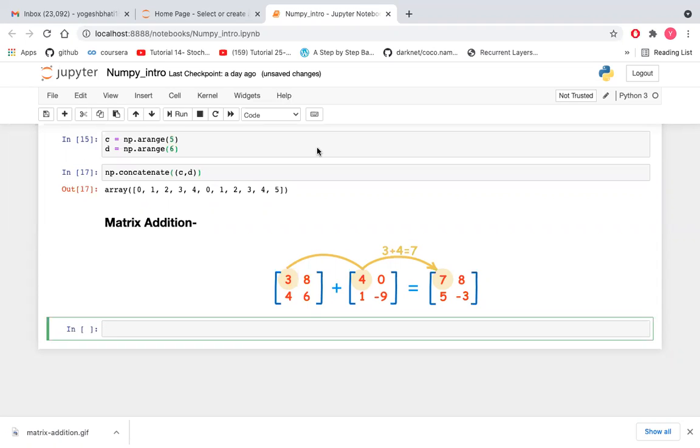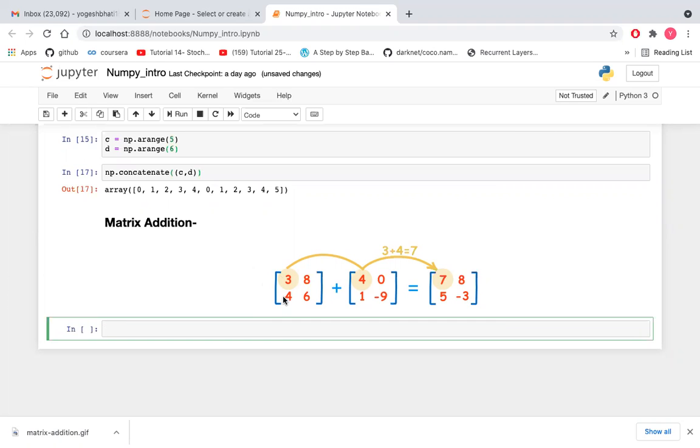Today we are going to discuss matrix addition, or array addition, and how the operation takes place. Matrix addition is done like this. Let's see. Here I have given one example of how matrix addition is done for a square matrix.